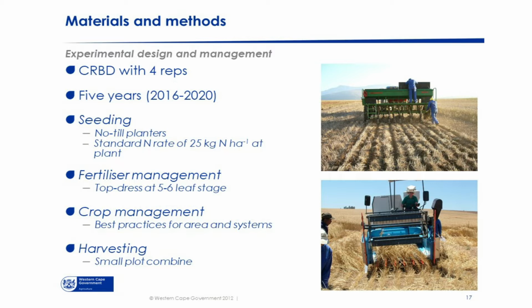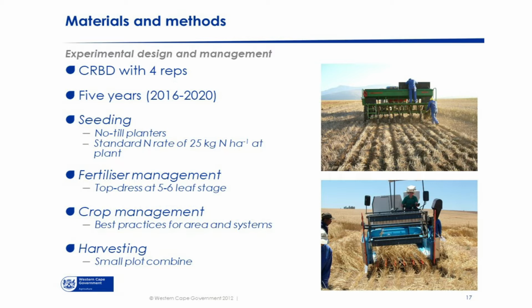I'm not going to go into very much detail about the statistics, but it's a randomized crop design with 4 reps. We are now in the 5th year, and we plant with no-till planters. Where we apply 25 kilograms at plant, when we use a tine planter, we apply 15 kilograms beneath the tine, and if we use a disc planter, only 5 kilograms of nitrogen with the seed. The rest is broadcast on the plot.